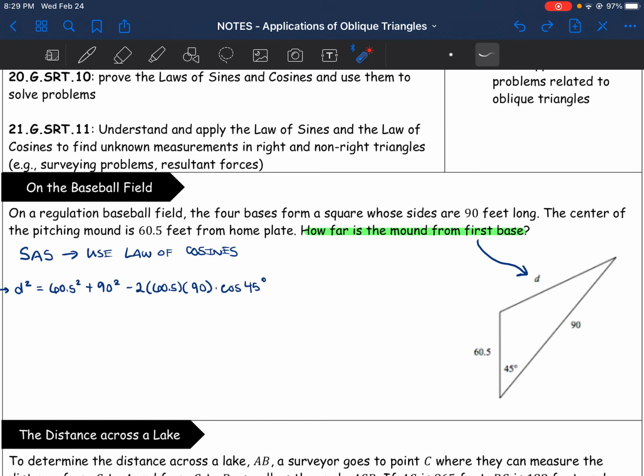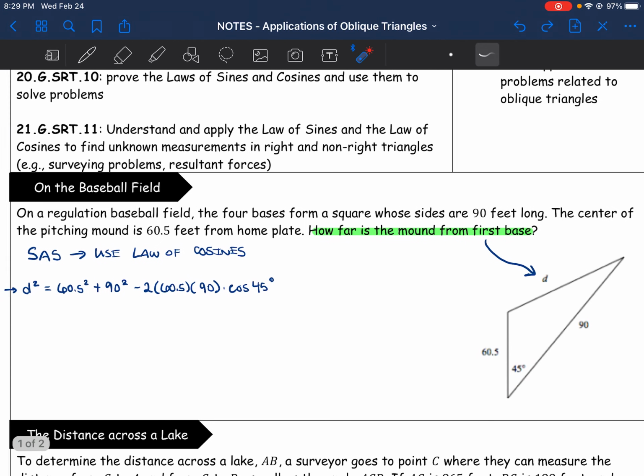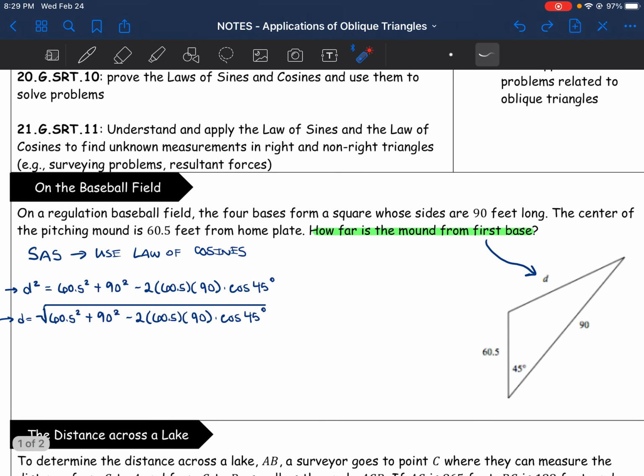Setting up the law of cosines, D squared is equal to 60.5 squared plus 90 squared minus 2 times 60.5 times 90 times the cosine of 45 degrees. Since we want to find D, we take the square root of both sides, and that tells us that D, the distance from the pitching mound to first base, is about 63.72 feet.